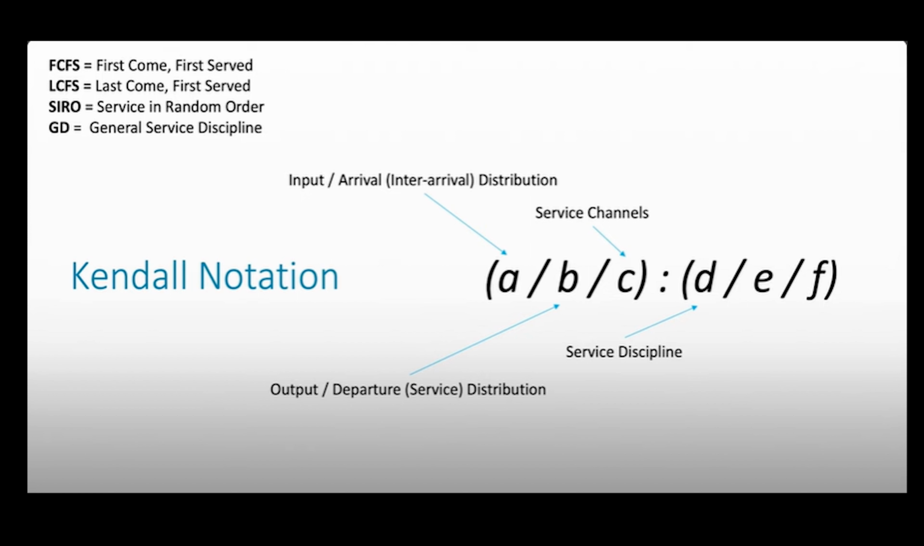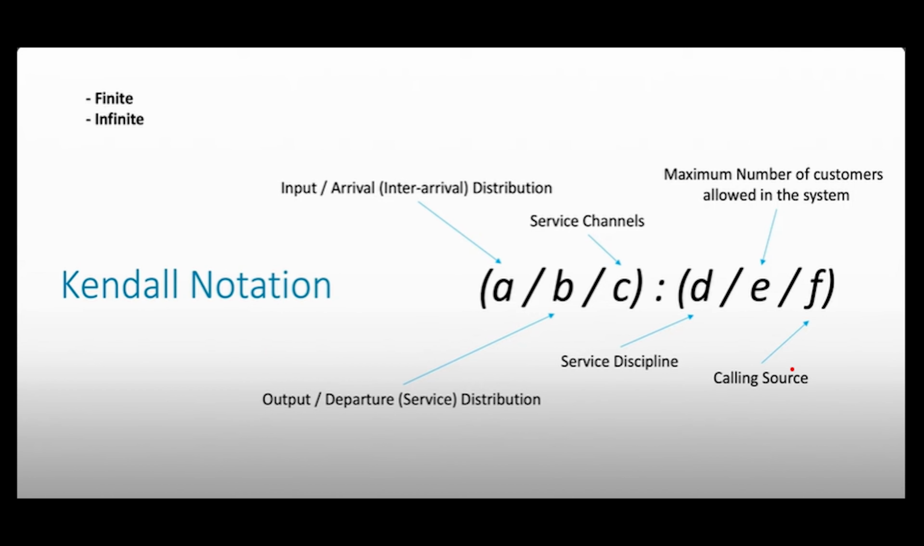Further, service discipline, which is known as D, can also be broken down into four parts: first come, first served, last come, first served, service in random order, and general service discipline. Next part is E, which is the maximum number of customers allowed in the system. Next part is F, calling source, which can also be broken down into two parts: finite or infinite.